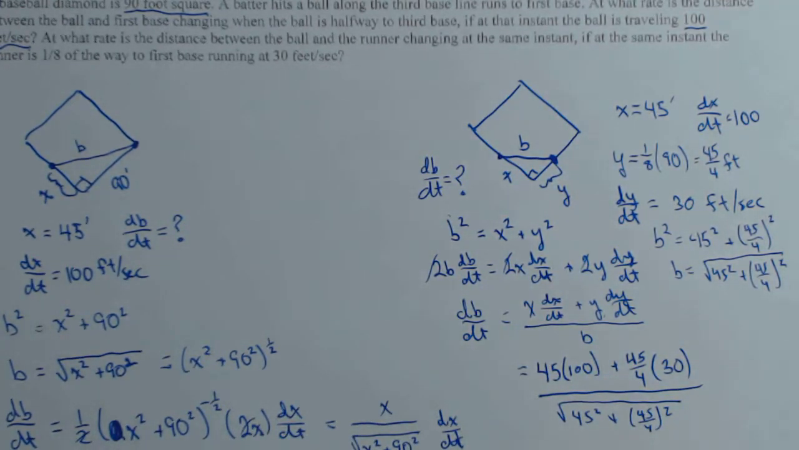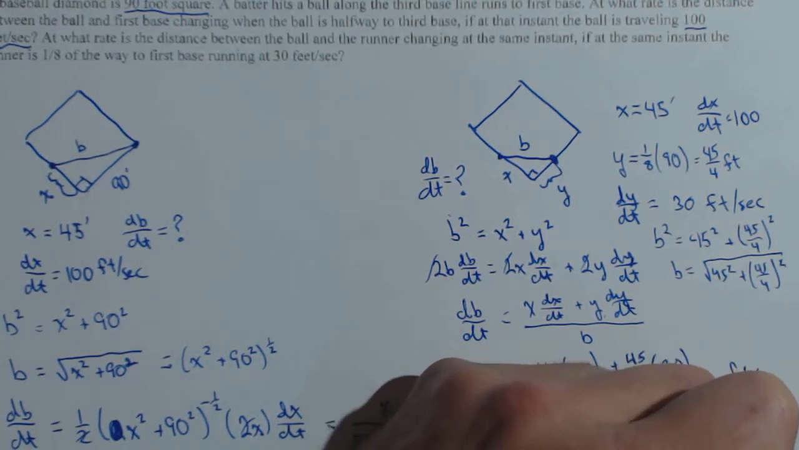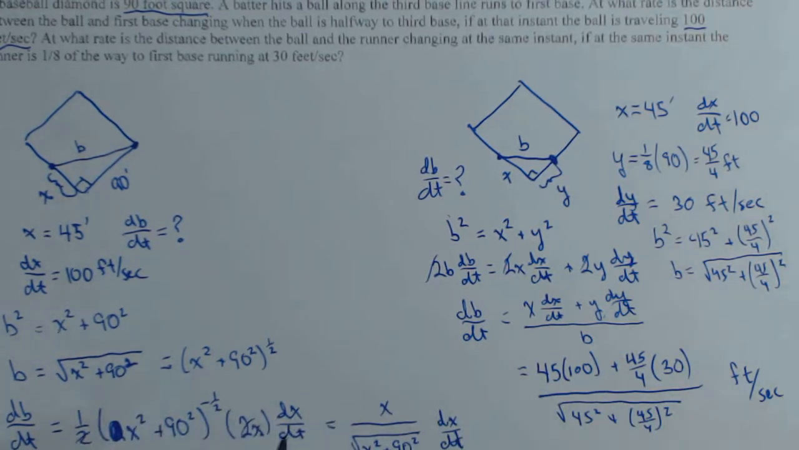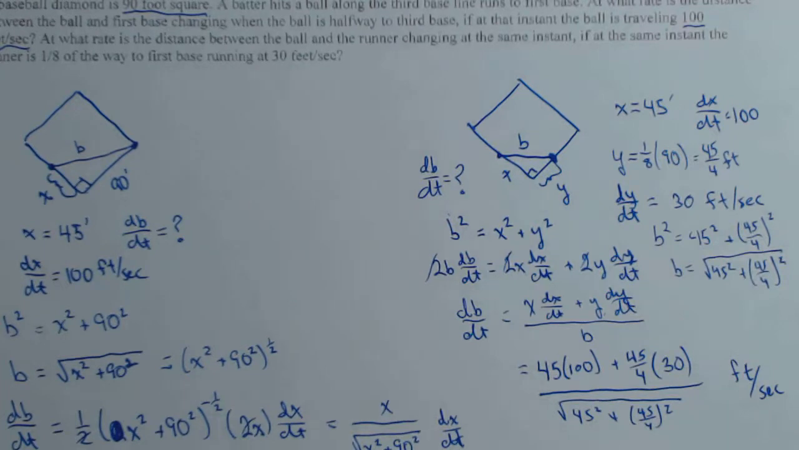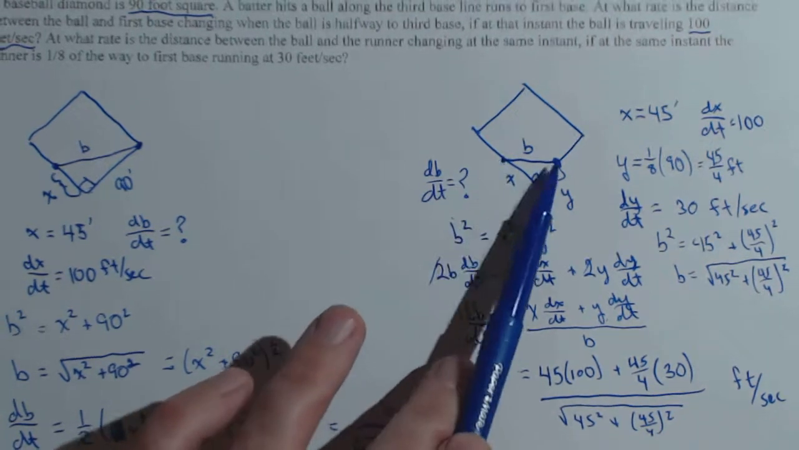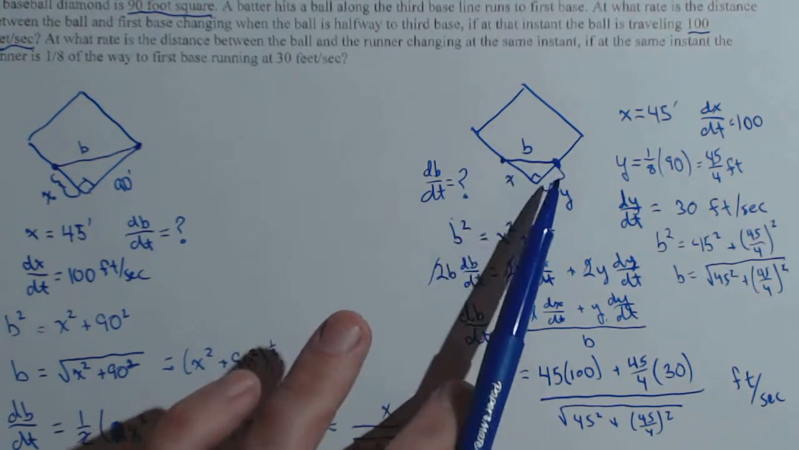So, again, we want to come up with the units on this, which are going to be, once again, in feet per second. And if you want this as a decimal, you can calculate this in your calculator. So that's going to give us the rate that the distance between the runner and the ball are changing at that instant.